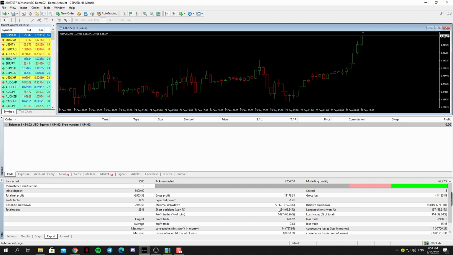So this is a very high risk expert advisor, and it involves a very huge initial deposit from you, and it doesn't really guarantee that you can actually profit without hitting this amount of drawdown.